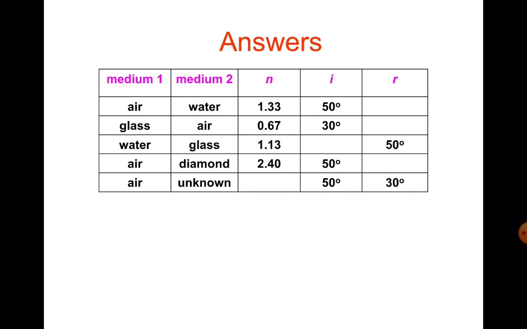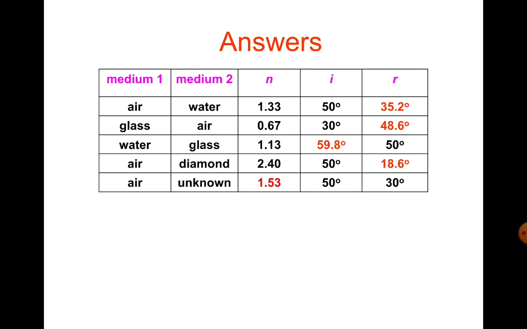Okay, here are the answers. For the first one, r is 35.2 degrees. r is 48.6 in the second one. i is 59.8. r is 18.6. And the refractive index is 1.53.